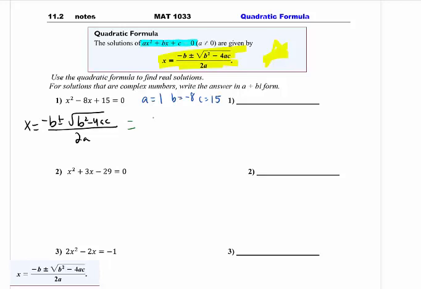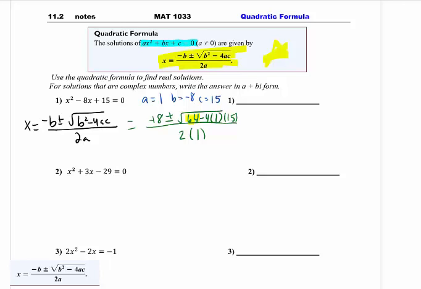So opposite of b would be a +8, plus or minus the square root of b squared, 8 squared or -8 squared would be 64, minus 4 times a times c. Double check your signs. The most common mistake here is sign mistakes. 2 times a, which is 1. So the only thing I did simplifying on that step was when I plugged it in, I went ahead and did the b squared. Okay, so you've got to be careful of your signs.